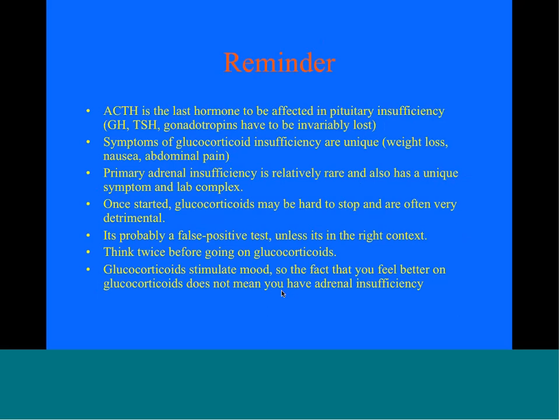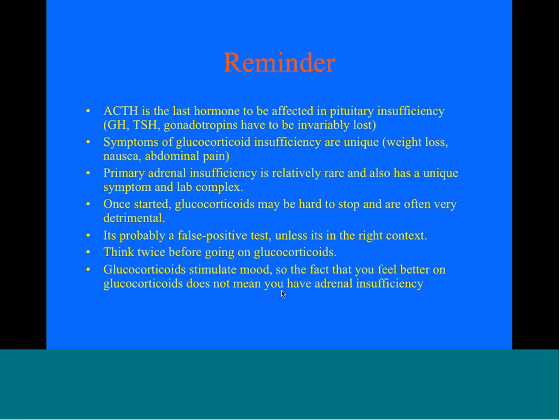ACTH is the last hormone to be affected in primary insufficiency. In pituitary insufficiency, growth hormone, TSH, and gonadotropins usually are lost before ACTH is. And therefore, if you're suspecting a pituitary cause, you usually need to see these other hormones affected.